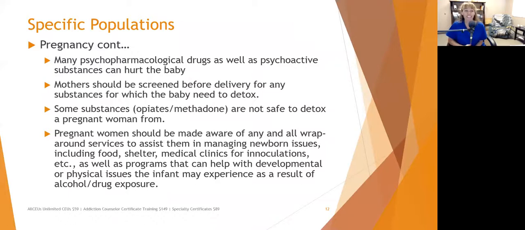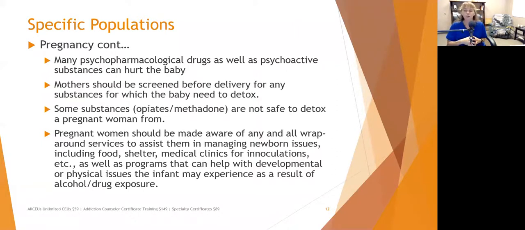You need to wait until after she's had the baby. And there are white papers on treating pregnant women with opioid use disorders that really address all the reasons for this. But just be aware that it can kill the fetus if she detoxes from opiates or methadone while she's pregnant. So the doctor needs to be aware of what's going on.